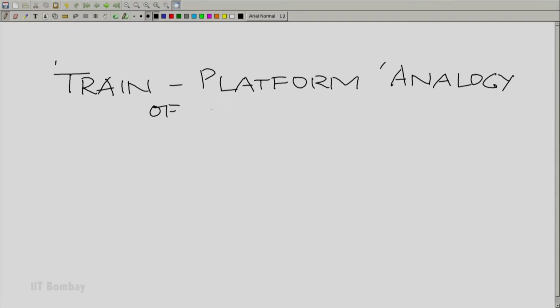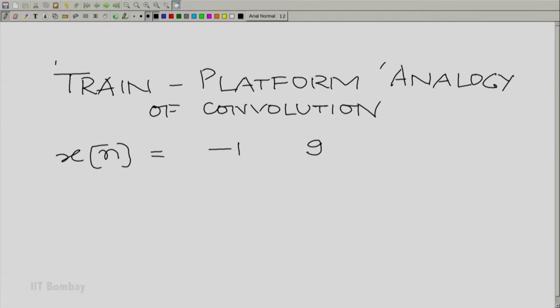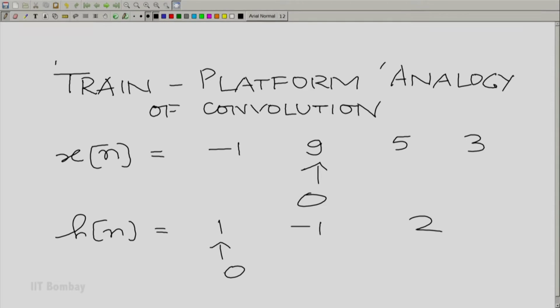Let me now build that train platform analogy of convolution. So, let us take the same sequence that we were dealing with. x[n] is respectively -1, 9, 5, 3 at -1, 0, 1, 2, and h[n] is 1, -1, 2 at 0, 1, 2.